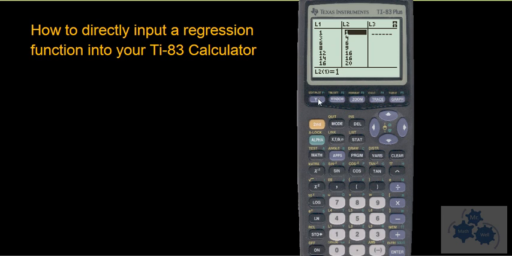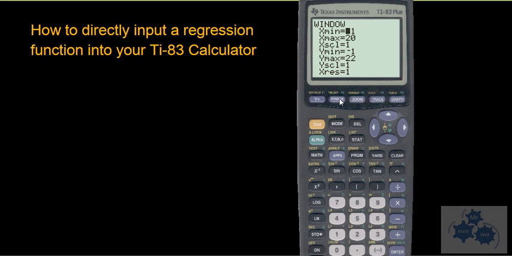You want to go to stat plot, so that's second function Y equals. And you want to turn your first stat plot on by hitting enter and highlighting the on. Make sure that's highlighted. Scatter plot, tell the calculator which is your X list. In my case, it's list 1, Y list, list 2. This doesn't really matter.